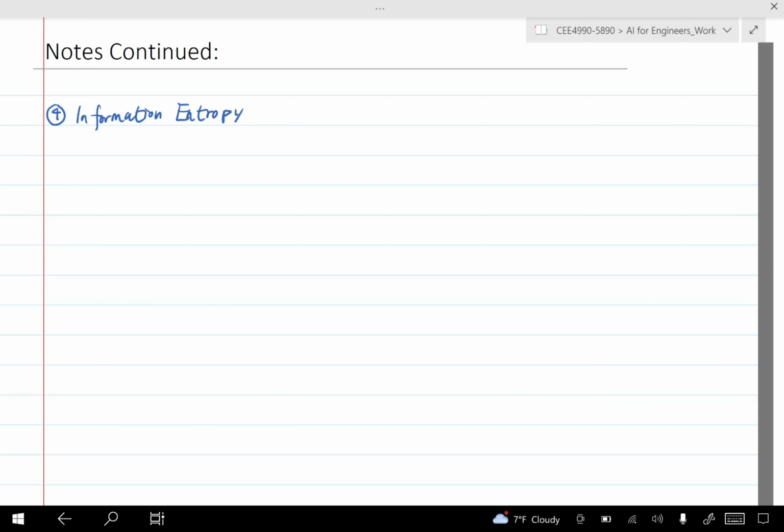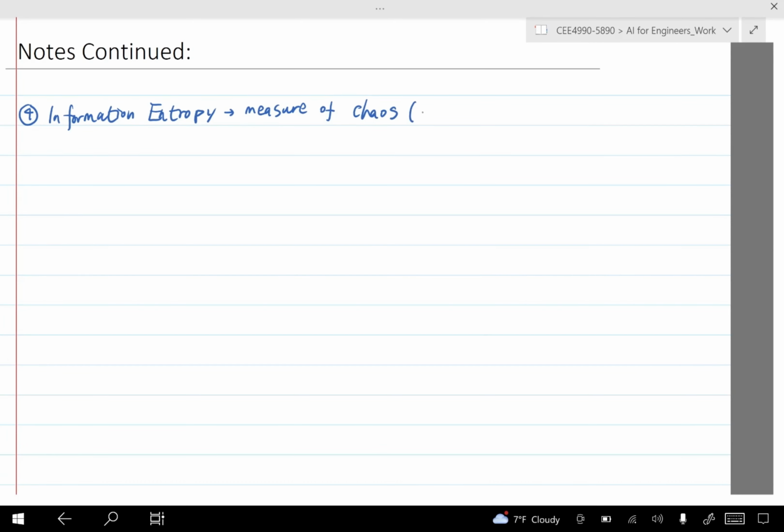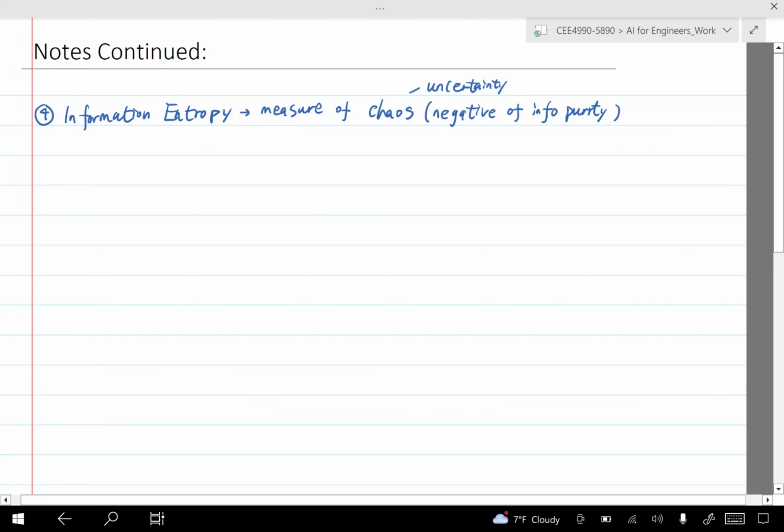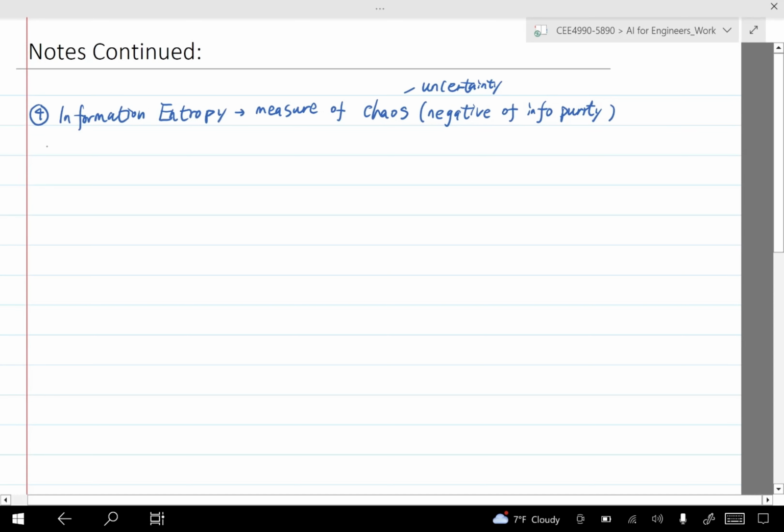So in information theory, people borrowed the concept from thermodynamics. And this one is a measure of chaos. And actually it is the negative of information purity or certainty. It has the following equation.